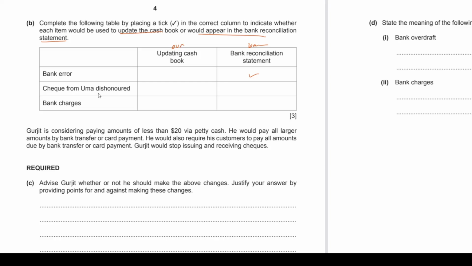Check from Uma dishonored. Now think about who would have this information earlier. The bank would know that before you, right? If something is dishonored, bank actually told you it's dishonored. So why would we update it in the bank reconciliation statement? Where we need to update it is in our own records, okay? Bank charges, again, bank is the one who charged you. So they would already know about it. We just need to update our cash book. Easy stuff, 3 marks.